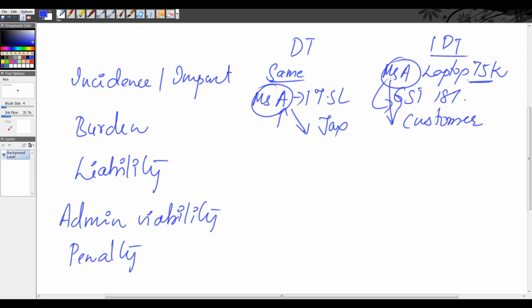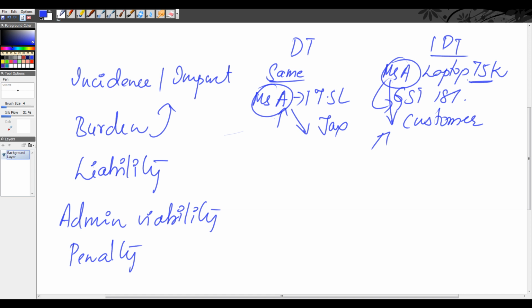Then again, the next point is very closely related to the first point itself. They say the direct tax is imposed on the individual and organization, and the burden of tax cannot be shifted to others. Of course, it's the same as the previous point. We cannot shift the burden to someone else. Whereas in case of indirect tax, there is a scope to shift that burden to someone else.